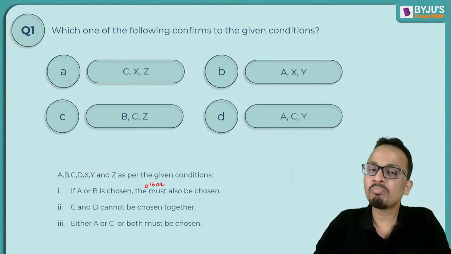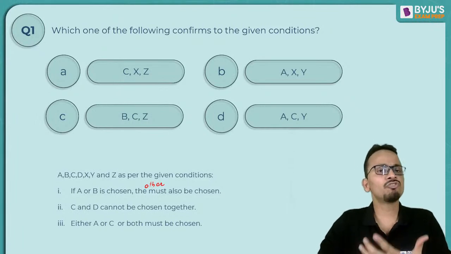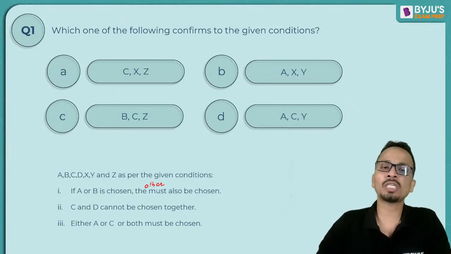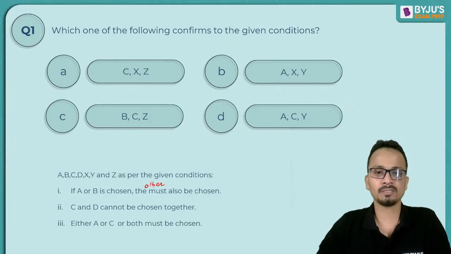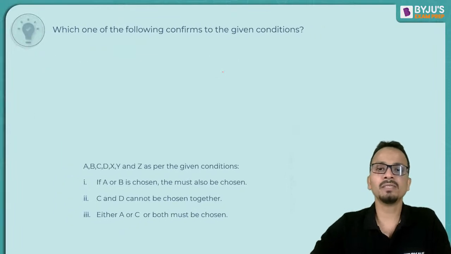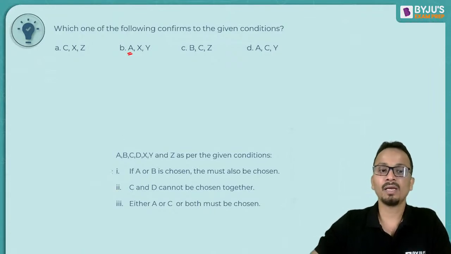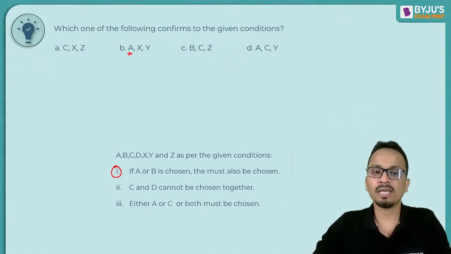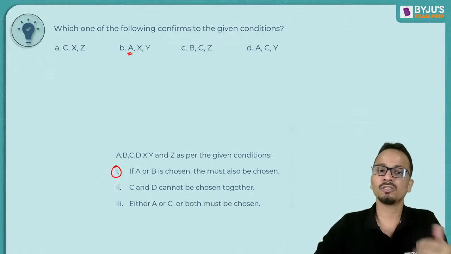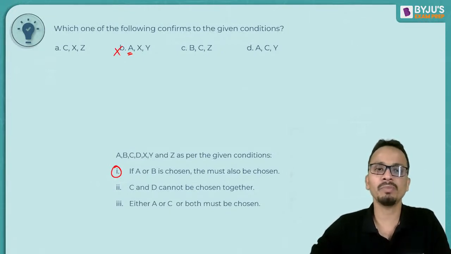Now what you can do is play a game of rejections in such questions. Try to reject 3 out of 4 options, and the option which is not rejected will be your answer. So let's start doing that. I can reject option B because in option B, A is selected, but according to condition 1, A and B, if chosen, must be chosen together. In option B, A is selected but B is not there. So option B will be rejected.